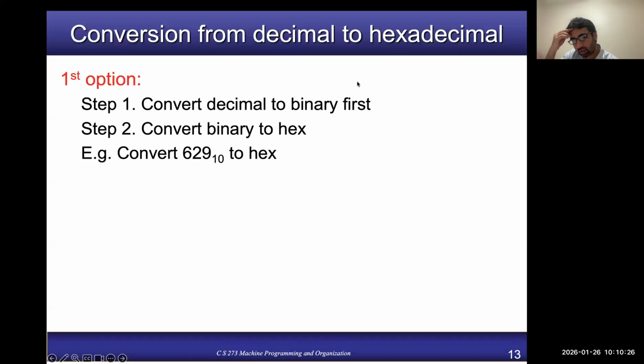So we have two steps. We are only doing the first step. Matt, you have a question, right? So we are doing only the first step. In the first step, you are converting the decimal number to binary form. Only convert to binary form.